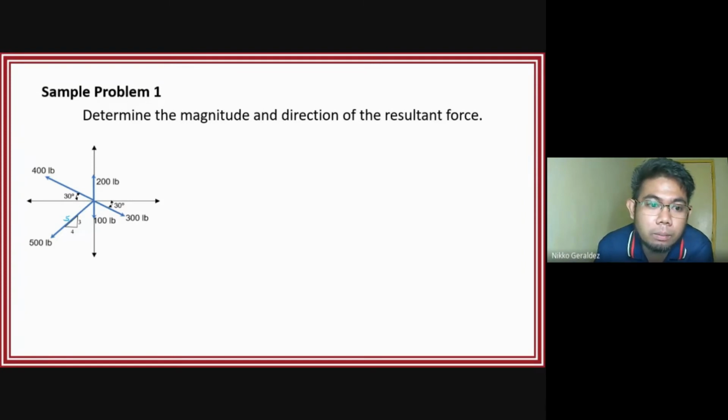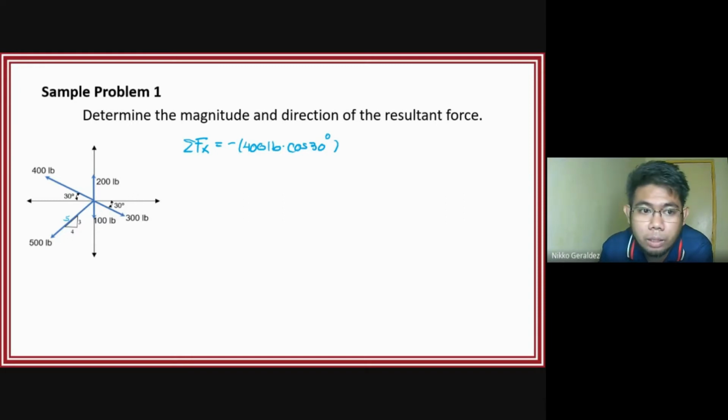What is the resultant? Una, solve natin yung summation of x and summation of y. Summation of forces along x-axis, to the right positive. That is equal to, una, 400 pounds. The x component of 400 pounds is to the left, so that is negative. Ano ang x component ng 400 pounds? 400 pounds times cosine 30 degrees. Very good. Next, 500 pounds.